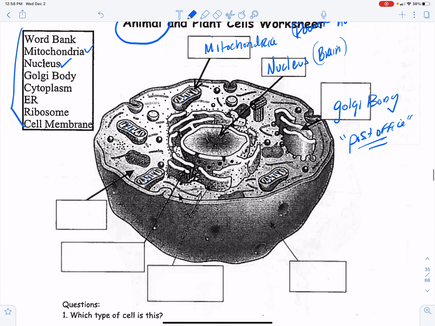The outside of the cell is the membrane. This is this part here. Once again, it's like the skin. It keeps what's outside, outside, and keeps the inside in.